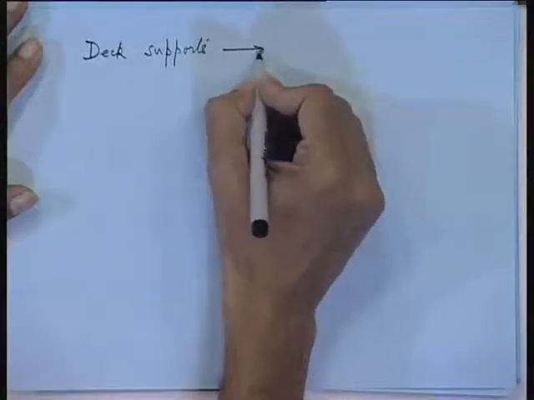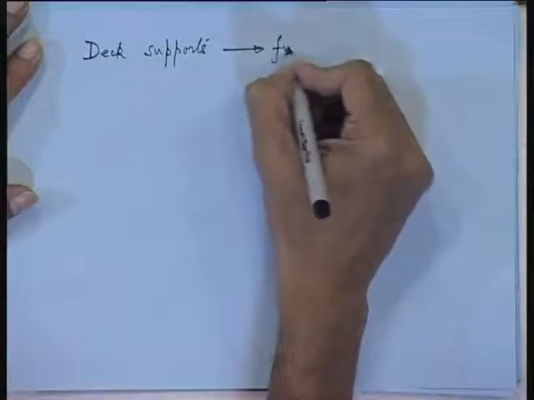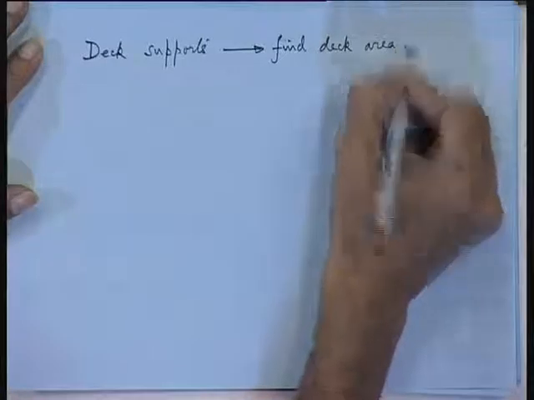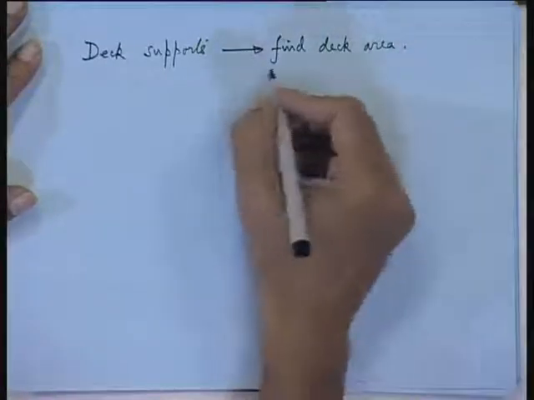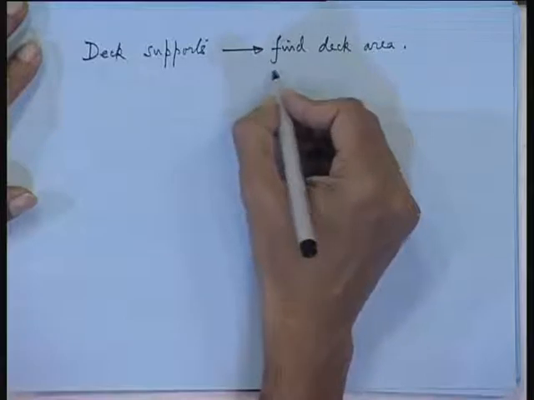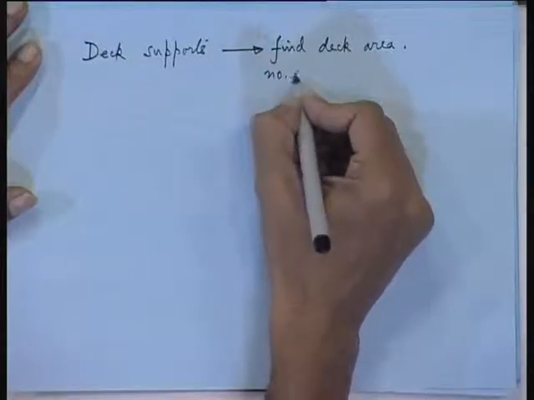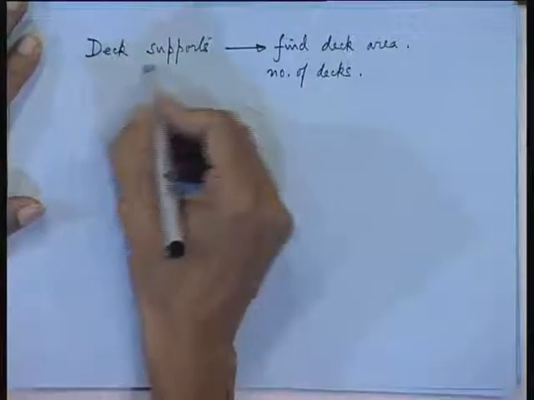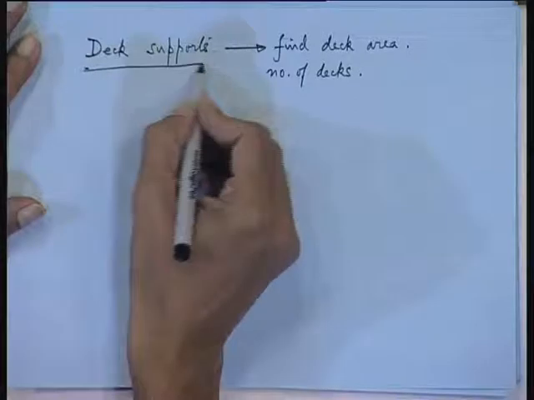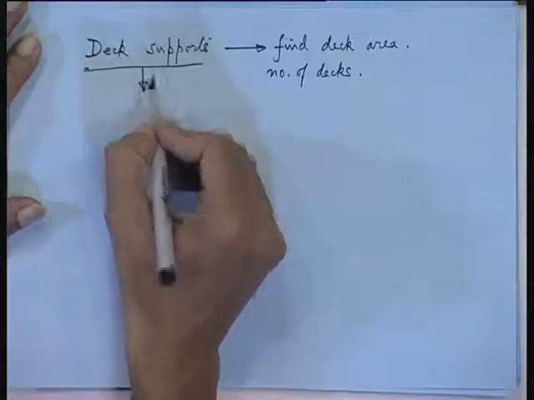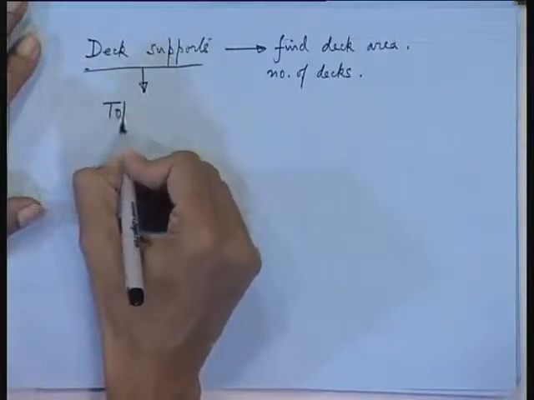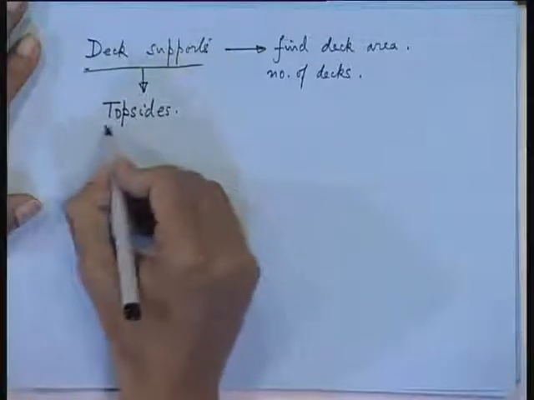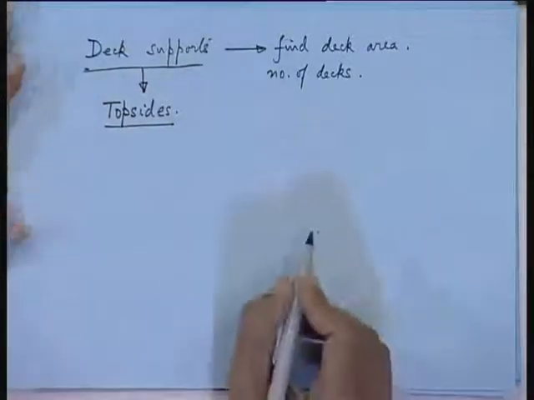Now, find deck area, and if you cannot accommodate all the equipments, then you go for a number of decks. So, here actually this deck is called, and if you go offshore they are called top sides. So, that is why the top sides are actually fabricated in a different shipyard altogether.